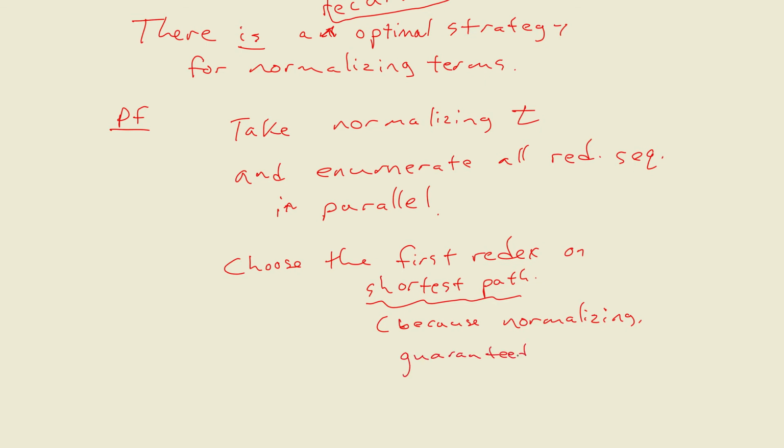Because in the worst case, the leftmost outermost reduction sequence will take you to the normal form. We know that's true of any normalizing term. The leftmost reduction will take you there. And so you're guaranteed to find some finite reduction to a normal form. And as you enumerate all of them, you're going to at some point find a shortest one. It might be the leftmost, maybe it's shorter than that by some good luck. But you're definitely going to find one of them, and that's how you know which redex to take. So you're guaranteed to find some, and hence some shortest.